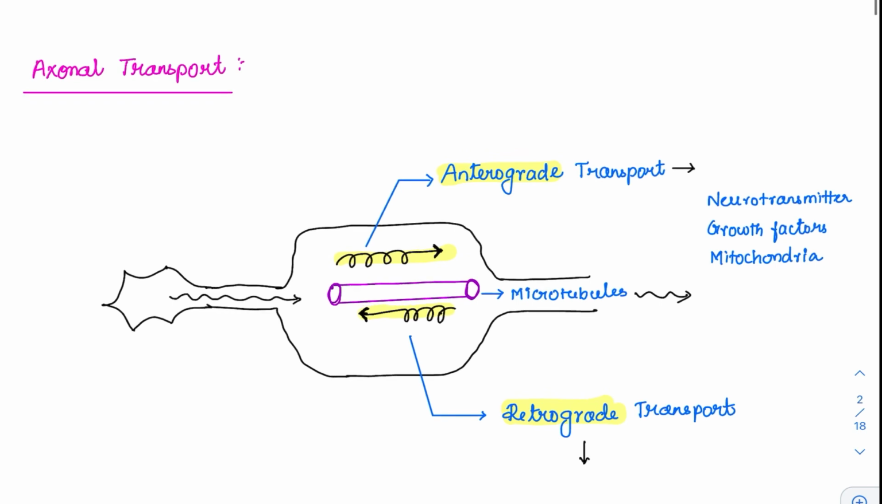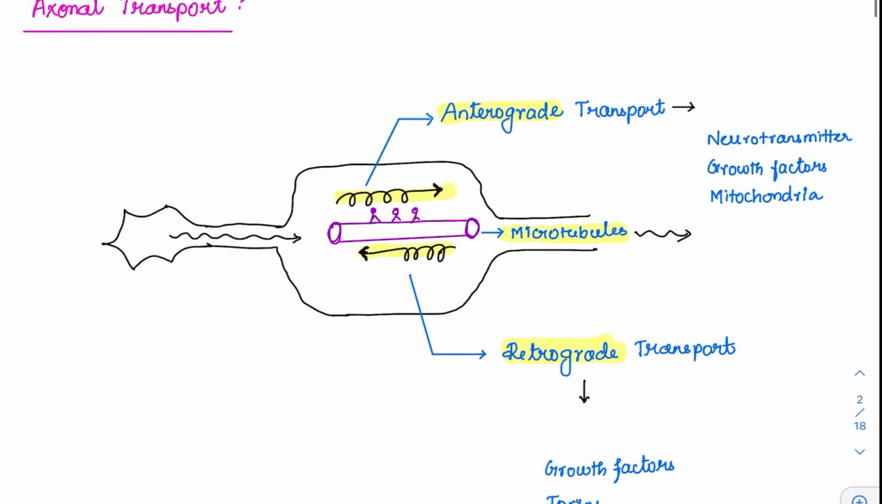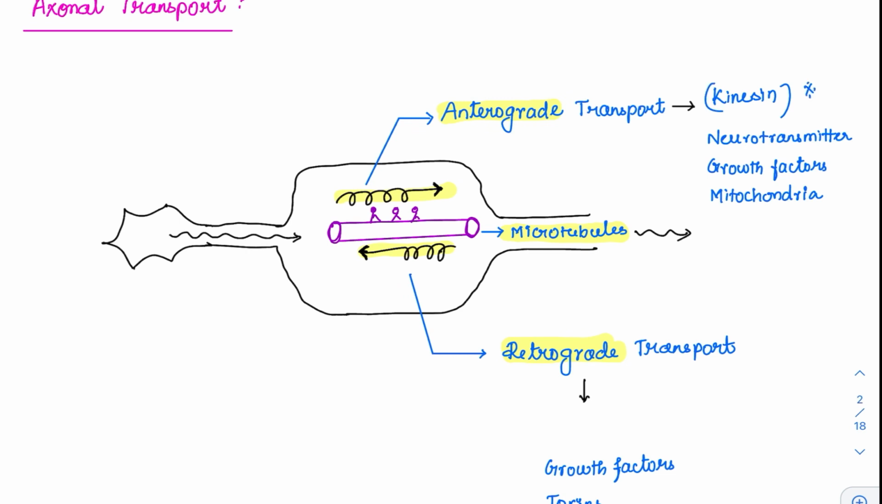For forward transport, it is as if a person is walking on the microtubules. Microtubules are part of the cytoskeletal system we have already studied. It is the skeleton inside the cell. So it is like a pathway where the molecular motors can walk and go. This anterograde transport is done by a specific molecule called kinesin.